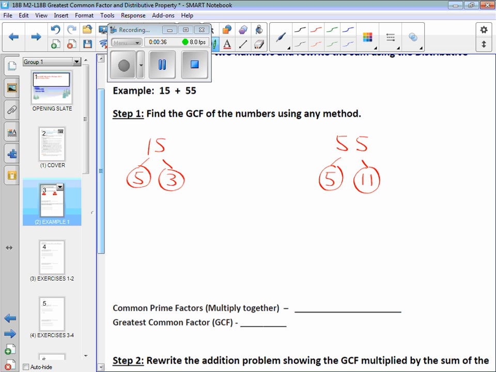Okay, do you see anything that's common in both trees? Paige, what do you got? You cross them both out, but you list it how many times? 4 times. Don't forget. Anything else? That's it, right? So your GCF is 5.